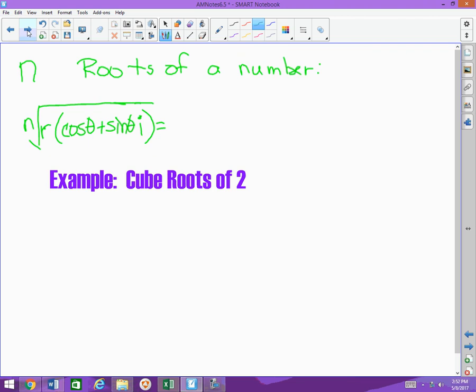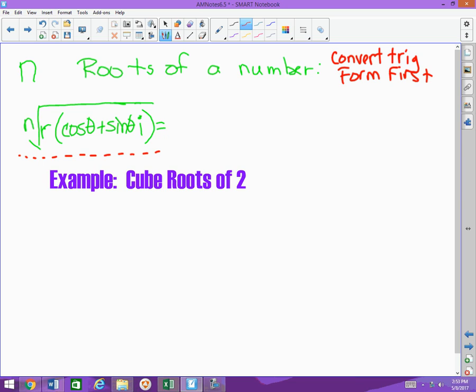Then finally, you're trying to find the n roots of a number, like the cube root of 2 or something. When you're trying to find n roots of a number, the best thing to do is convert to trig form first. So here's trig form.